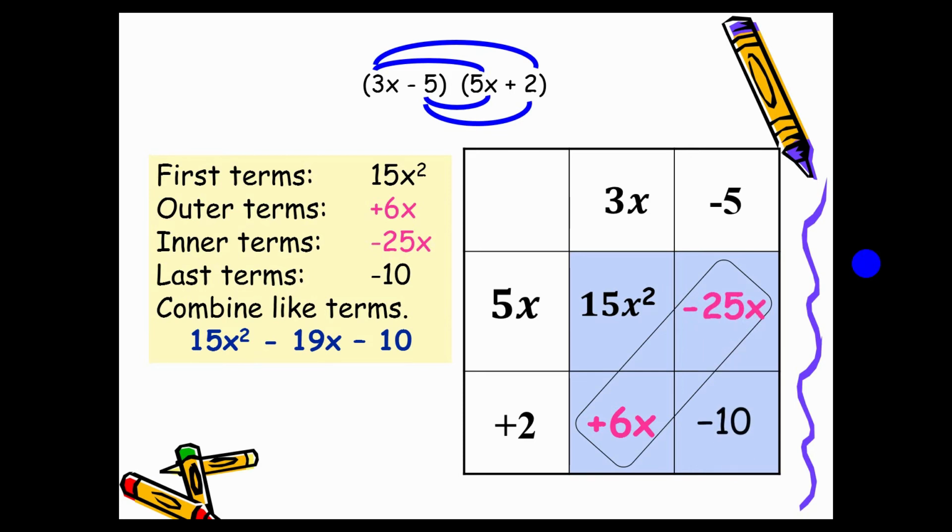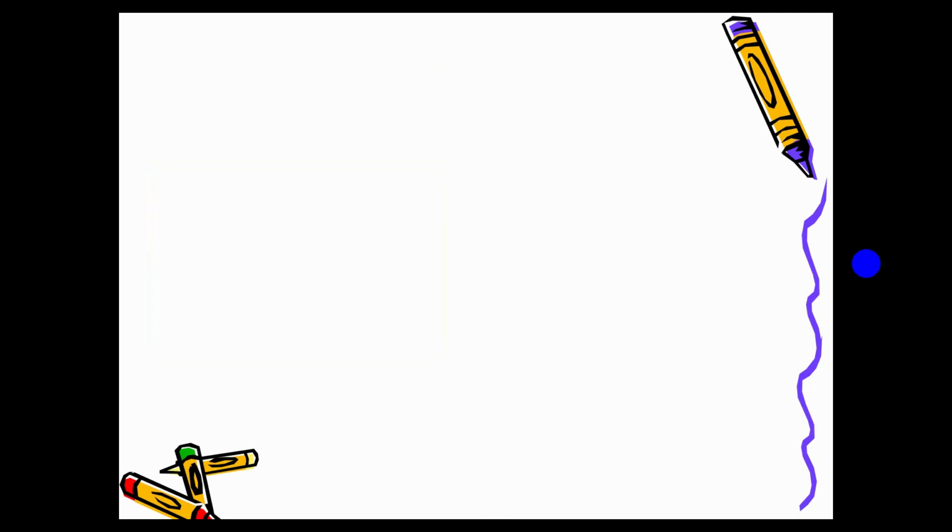So the like terms here are negative 25x and 6x. So when you combine this, it will become negative 19x. So our final answer would be 15x squared minus 19x minus 10.